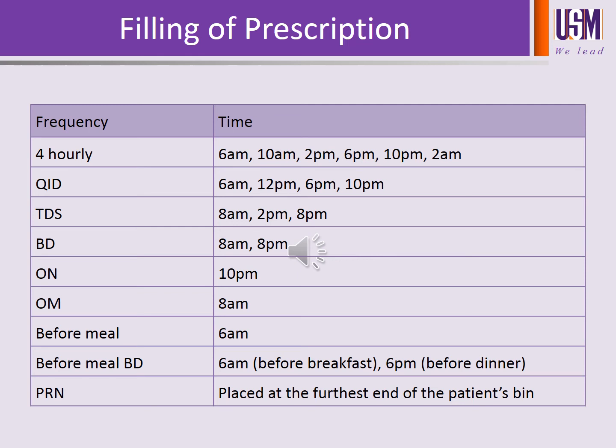TDS is 8 a.m., 8 p.m. and 2 p.m. Just one thing that I forgot to tell you, that pharmacy staff has to ensure the cleanliness of the medication trolley and also the bins. All bins must be emptied before filling is done. It means that for a new patient, the bin will be empty anyway. For the patients who have already been in the ward, we will receive the bin in the morning in the medication trolley. Once we receive the bin, we will empty all the bins, take out all the medication that was not taken by the patient, and then we will fill the prescription and new medications.